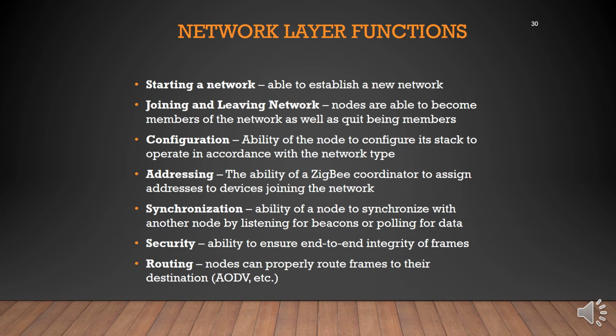Network layer functions. Starting a network: the ability to establish a new network, joining or leaving it, because of members. Configuration: the ability of the node to configure its stack to operate in accordance with the network type. Addressing: the ability of a ZigBee coordinator to assign addresses to devices joining the network. Synchronization: the ability of a node to synchronize with another node by listening for beacons or polling for data. Security: the ability to ensure end-to-end integrity of frames. Routing: to properly route frames to the destination.